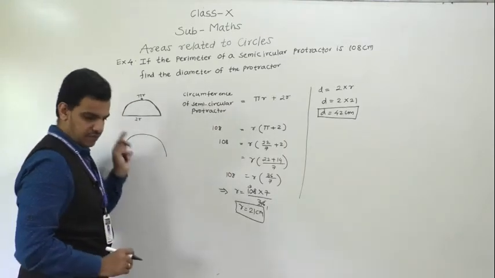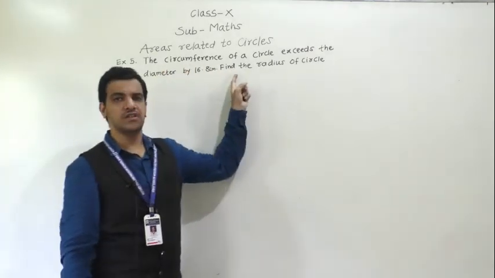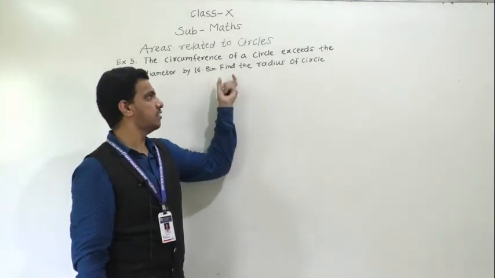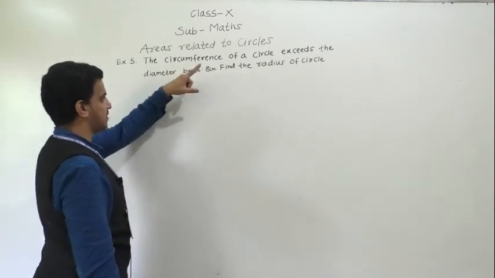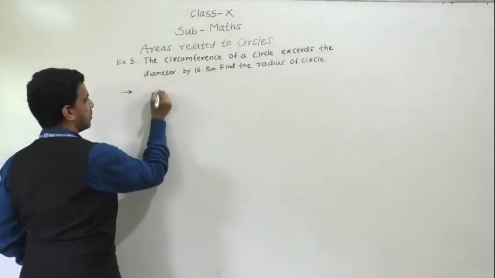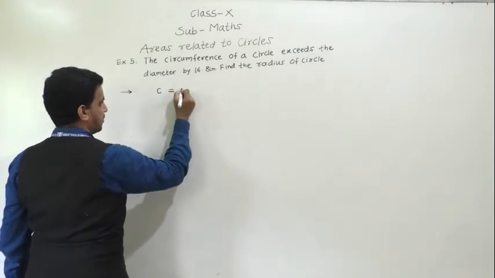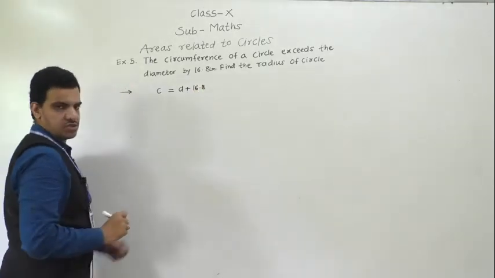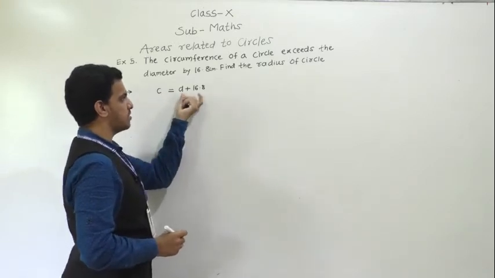Okay, now we will take the next example. The next example is: the circumference of a circle exceeds the diameter by 16.8 centimeter. Find the radius of the circle. Okay, so what is given here? Circumference of the circle exceeds the diameter by 16.8. So how do we write this as a mathematical equation? Circumference, that is C, exceeds the diameter, so D plus 16.8. So this sentence we convert into a mathematical equation, that is C is equal to D plus 16.8.